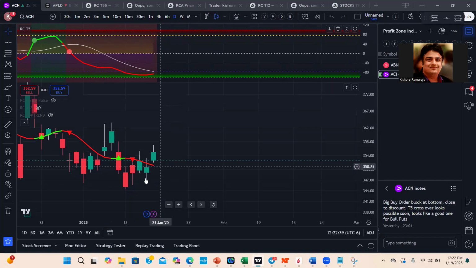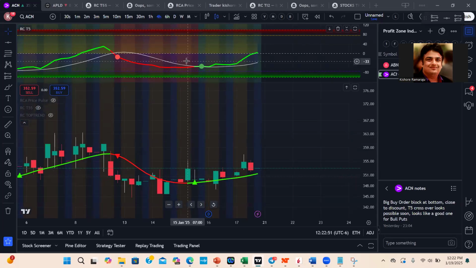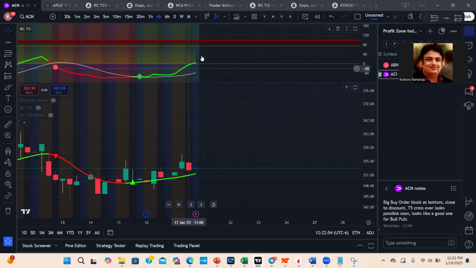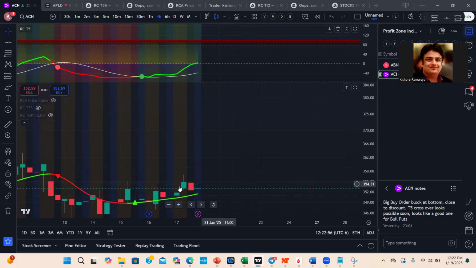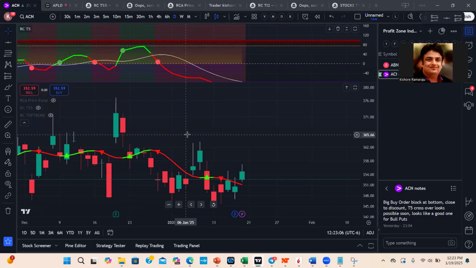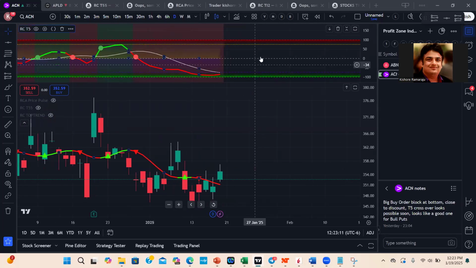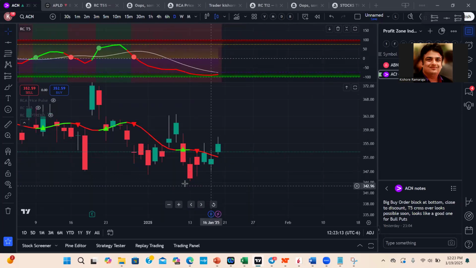Now if I do bull put spreads here, my risk is minimal. It came all the way to the bottom, and if you see the 4 hours, it already started moving up. It may go all the way to the top, somewhere around $370, $380. I hope it is making sense, how you can use the confluence, and how we can confidently take the trades 90-95% of the time.